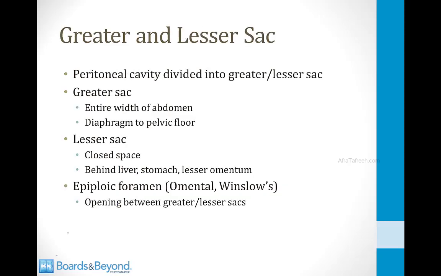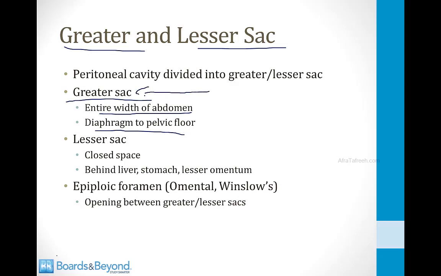You should be aware that the peritoneal cavity is divided into two sacs, the greater and the lesser sac. The greater sac is the entire width of the abdomen, and it goes from the diaphragm to the pelvic floor. Most structures in the abdomen are in the greater sac. When you do surgical rotations and you enter the abdomen anteriorly, you initially enter the greater sac. The lesser sac is a smaller closed space. It's behind the liver and stomach and behind the lesser omentum.